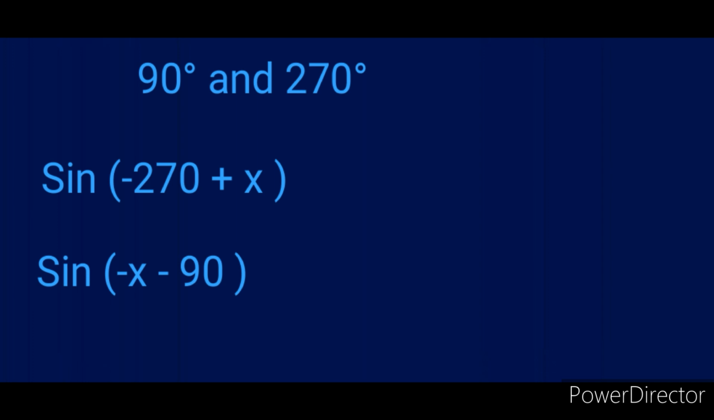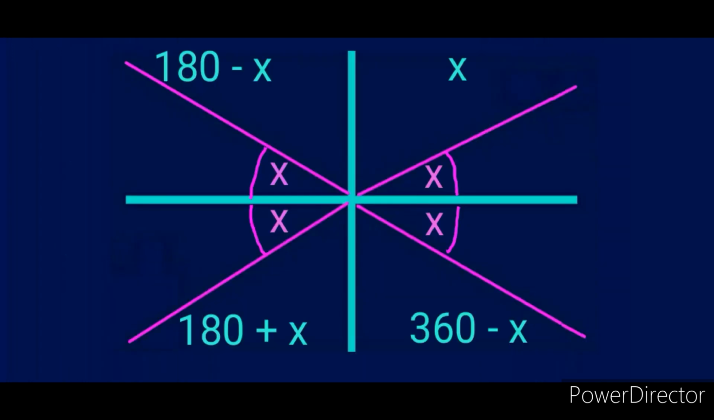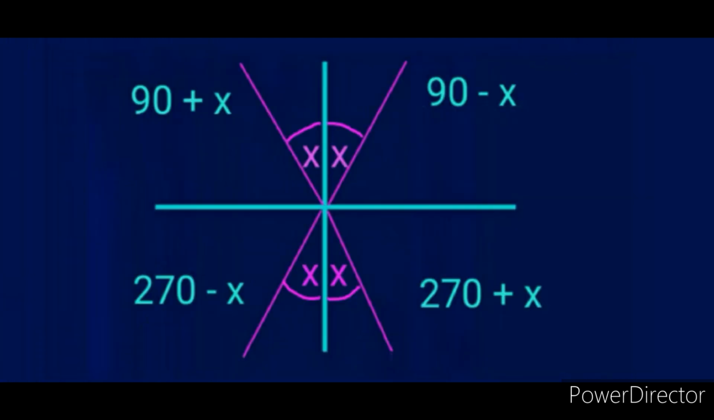So, let's begin. First of all, you are told to memorize the rules of the quadrant. In quadrant 1 it is x, in quadrant 2 it is 180 minus x, in quadrant 3 it is 180 plus x, in quadrant 4 it is 360 minus x. The same way you're told to memorize these rules, please memorize these ones. It is just as important as the first one.